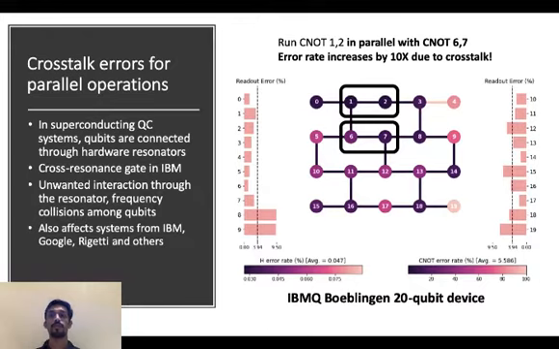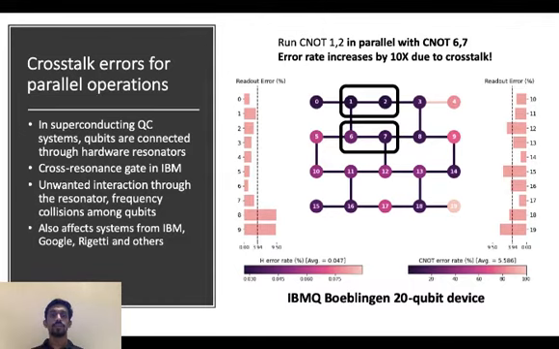So there is some unwanted interaction on this chip that makes the error rates worse. In fact, on IBM systems, our measurements found that crosstalk can actually worsen the gate error rates by up to 10x. And this can significantly impact a program's overall reliability.